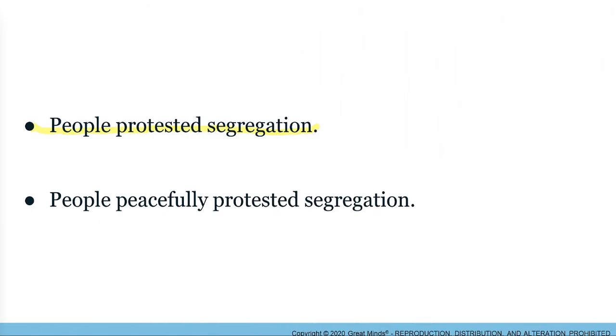People protested segregation. Our second sentence is, people peacefully protested segregation. How are these two sentences different? The second one added an extra word. Peacefully. What is our verb in this sentence, the action word? The action word is protested. That is an action.